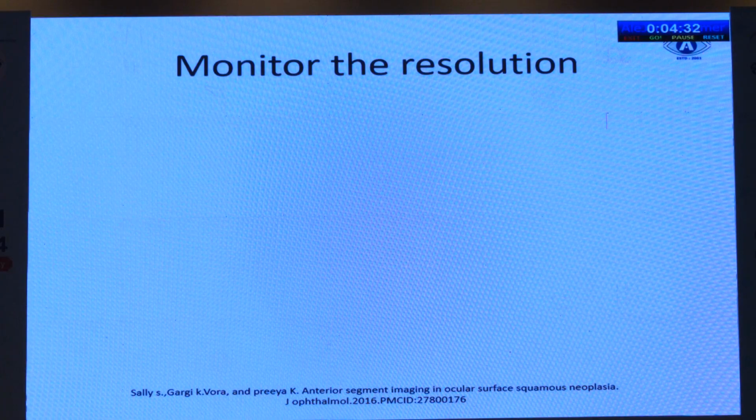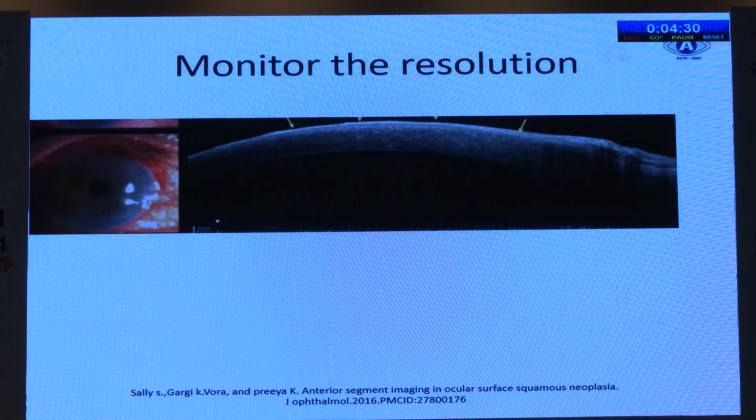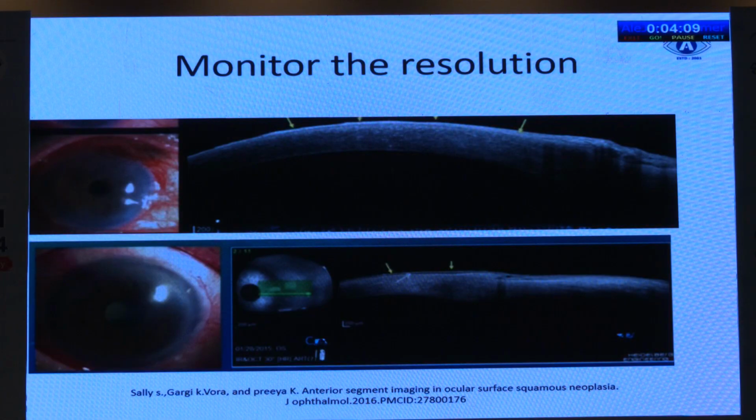Not only does it help us in diagnosis, it also helps in monitoring resolution. In this case, when we started 5FU, with just one cycle the lesion is almost not there in the clinical picture. But when you do an ASOCT, there is still some hyperreflectivity, so it is not gone; the normal epithelial structure has still not come back. On repeating the cycle of 5FU for one more week, we found a normal hyporeflective layer of epithelium, a normalization of the epithelium, which clearly indicates resolution of this lesion.